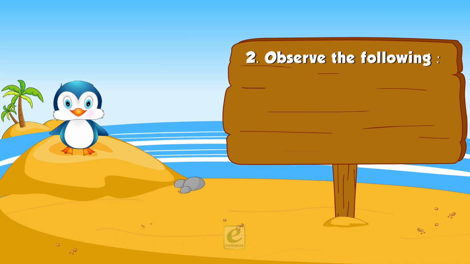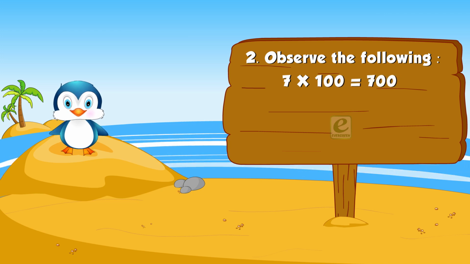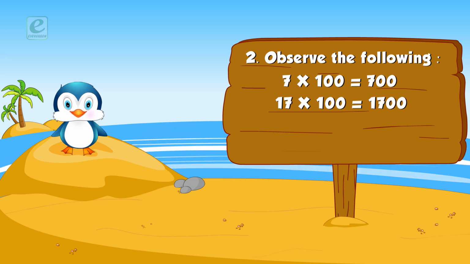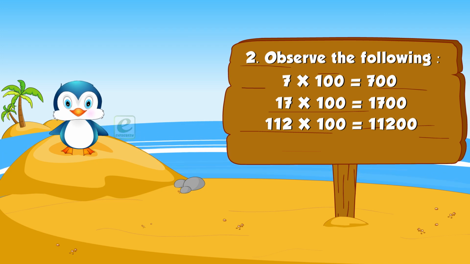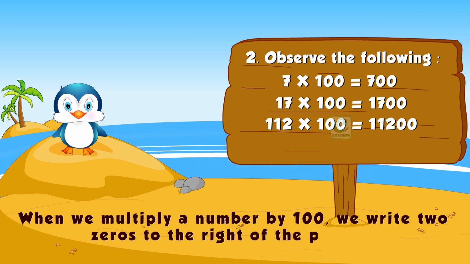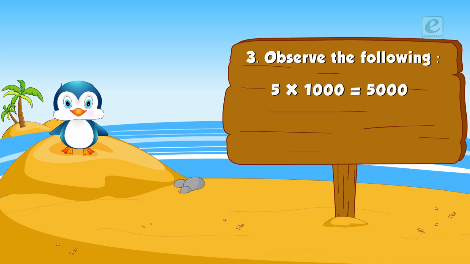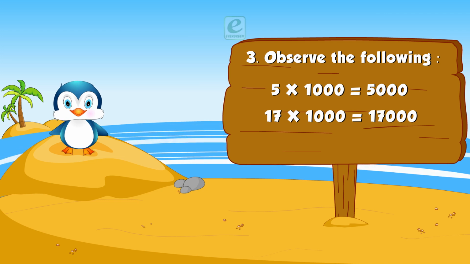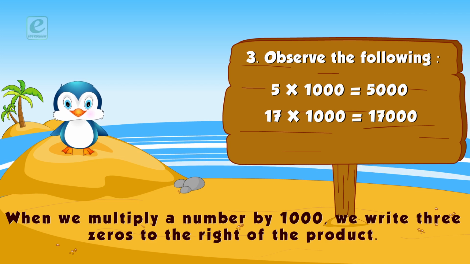Now, let's multiply the numbers by 100. First, 7 multiplied by 100 is equal to 700. Then 17 multiplied by 100 is equal to 1700. Now 112 multiplied by 100 is equal to 11,200. So, when we multiply a number by 100, we write 2 zeros to the right of the number. Here, 5 multiplied by 1000 is equal to 5000 and 17 multiplied by 1000 is equal to 17,000. So, when we multiply a number by 1000, we write 3 zeros to the right of the number.